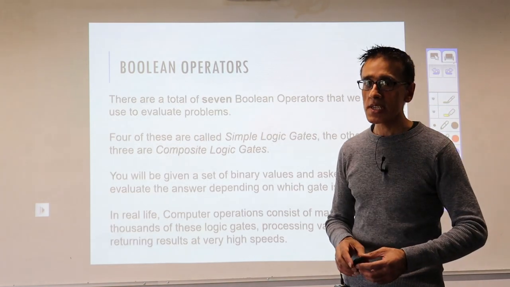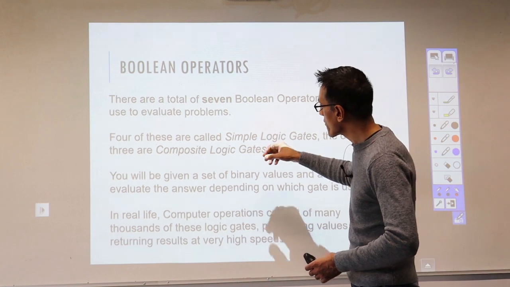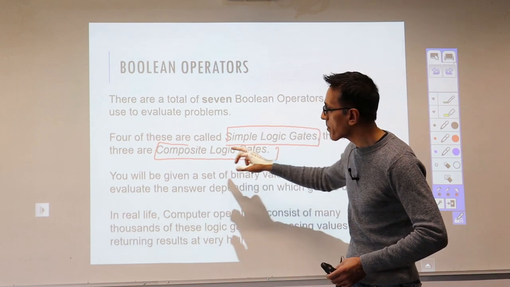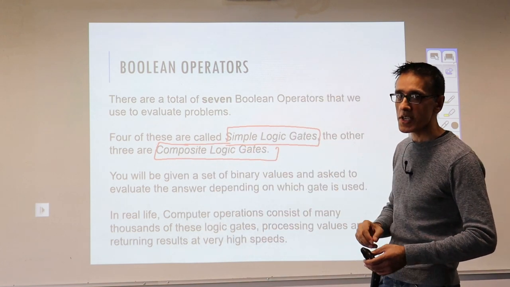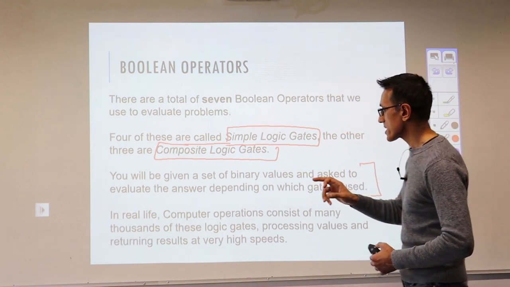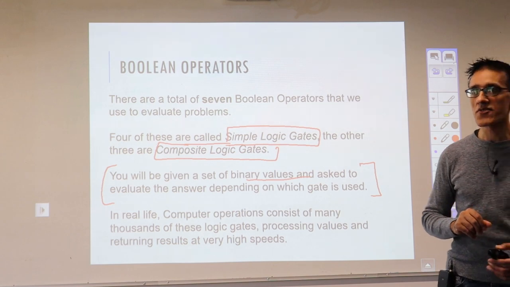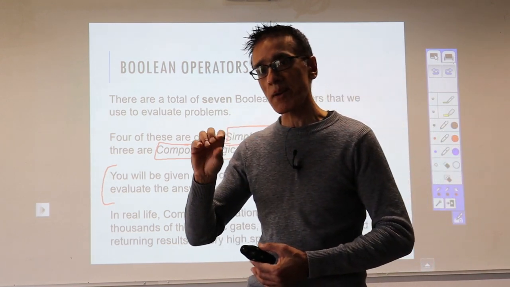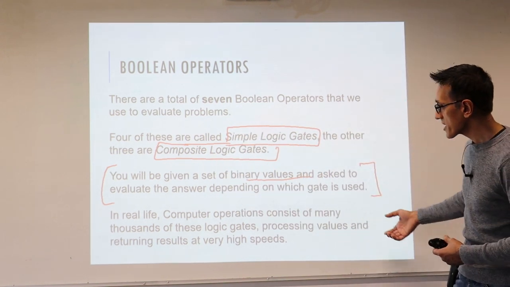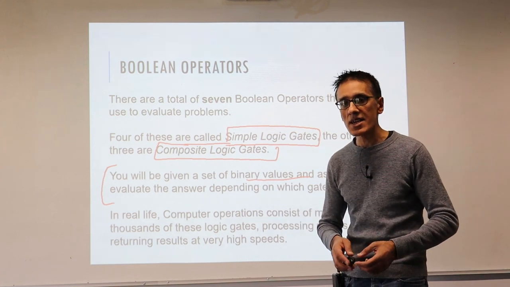There's a total of 7 Boolean operators, and these are what we use to evaluate problems. 4 of these are simple logic gates, and then we have another 3 which are the composite logic gates. How will you be assessed on this? You'll be given a set of binary values and asked to evaluate the answers based on the gate that's being applied to the two sets of binary values. In reality, of course, we're just going to evaluate one and one to understand how it works.